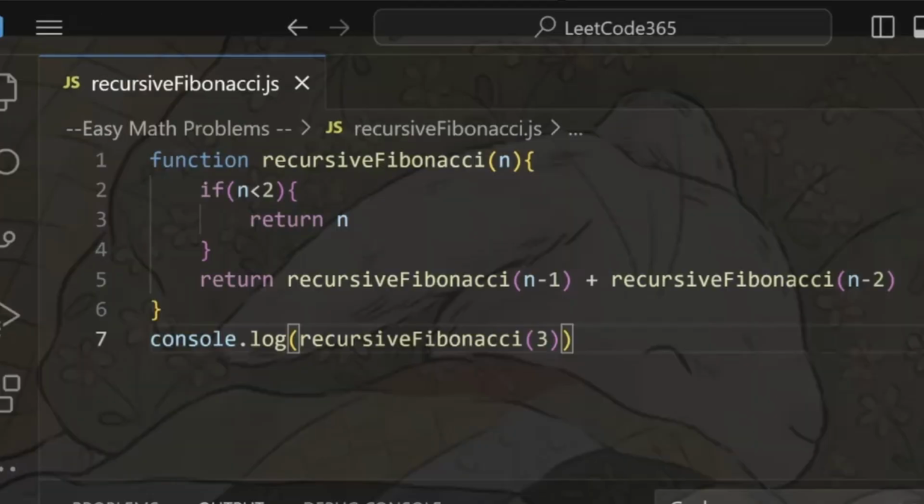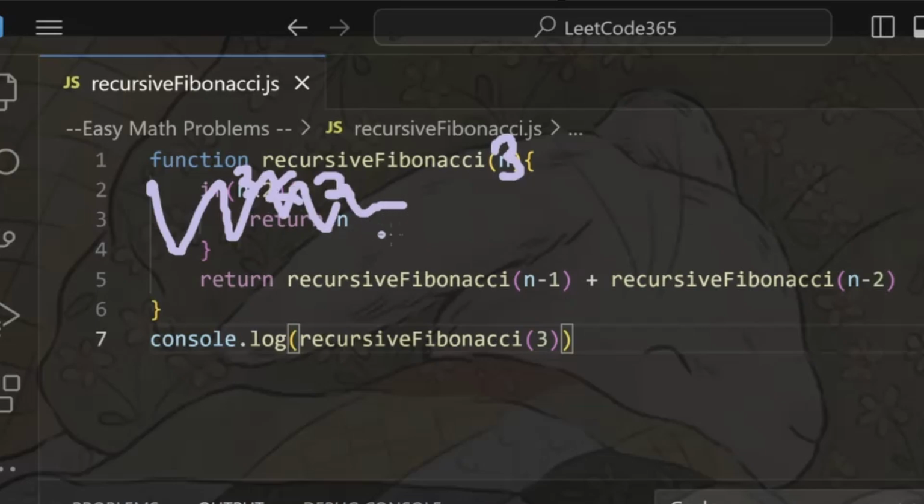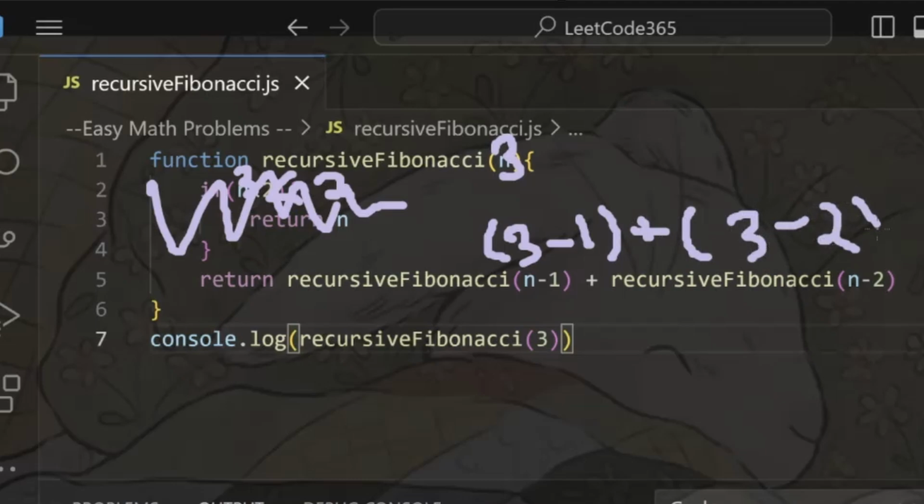Okay, so let's trace this function for the recursive Fibonacci sequence. N is 3. If 3 is less than 2, return 3, but it is not, so we don't do this. And then we call 3 minus 1, and we say 3 minus 1 plus 3 minus 2. And so the value at that index is 2.